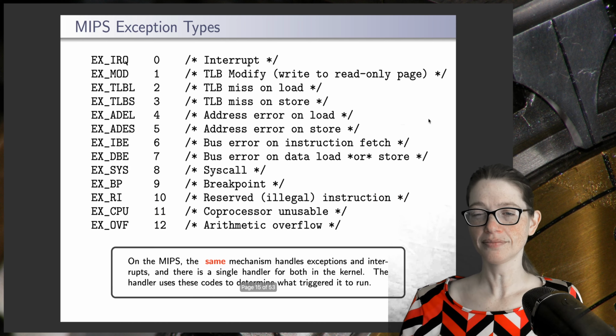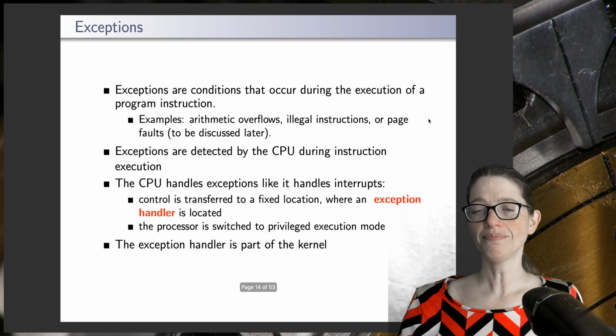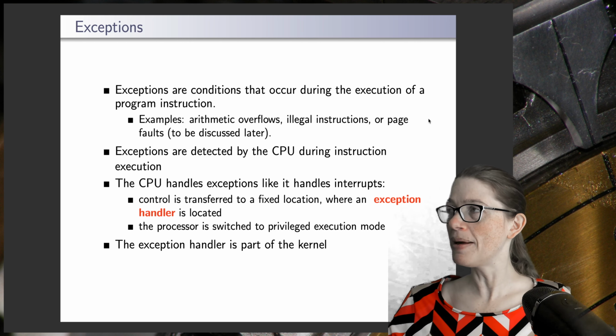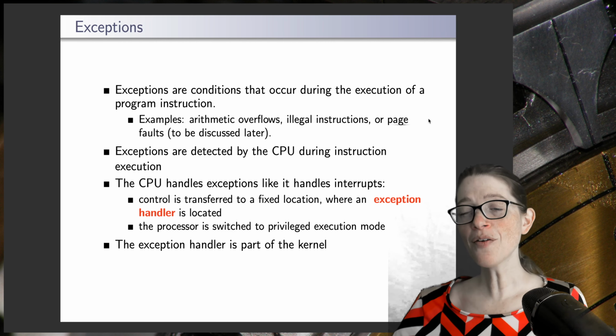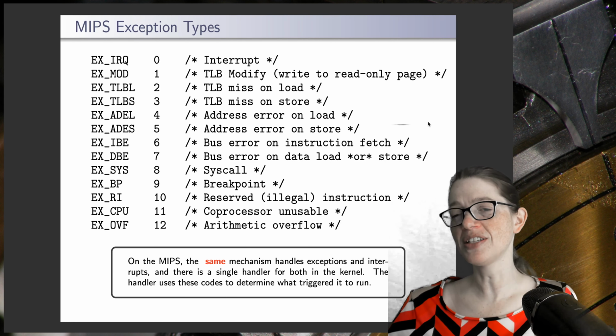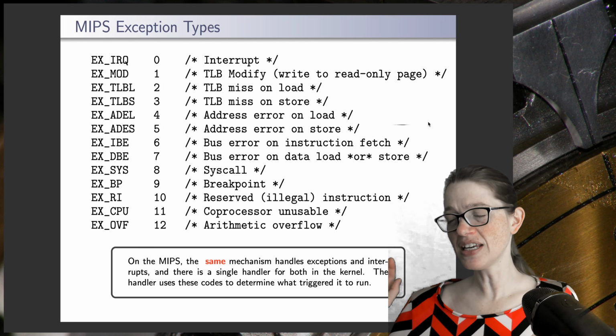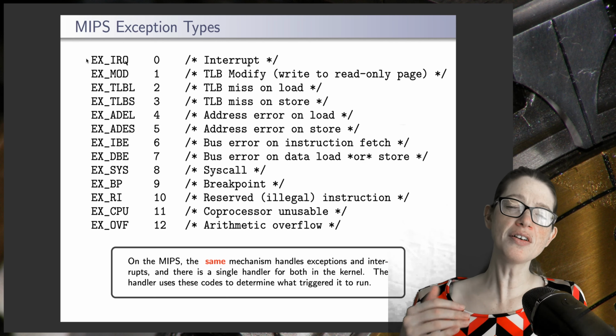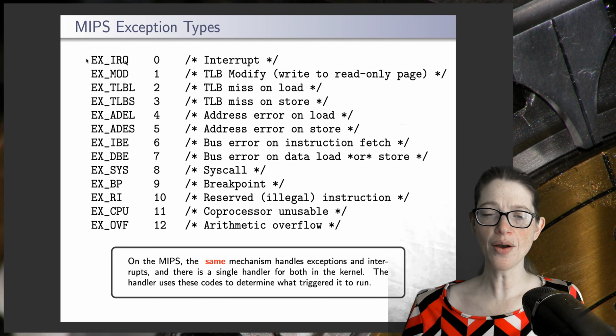All right. So here's a couple interesting things about MIPS. So first off, in MIPS, everything is an exception. MIPS doesn't actually differentiate between interrupts and exceptions. So everything in MIPS is an exception. And there are different kinds of exception types to indicate what's actually happening.